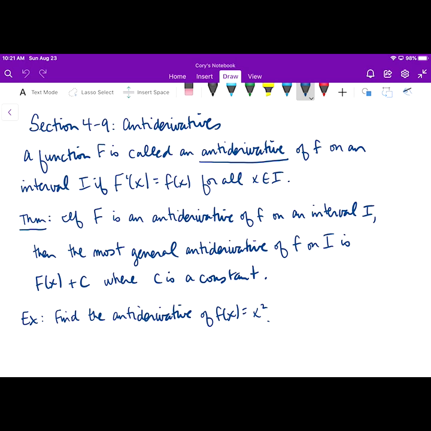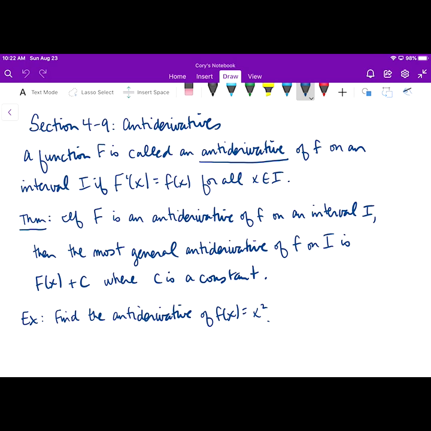Okay, so we're going to go ahead and start the B portion of calculus, looking at antiderivatives. And we're going to start with a definition. So it says a function capital F is called an antiderivative of the function lowercase f on an interval I if, when you take the derivative of capital F, so capital F prime of x, that's going to be equal to lowercase f of x for all x in that interval I.